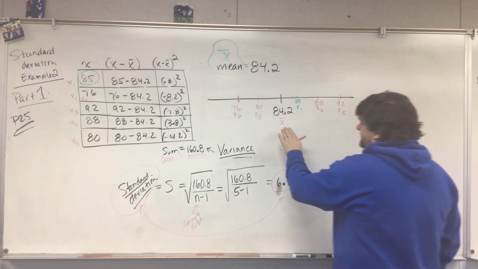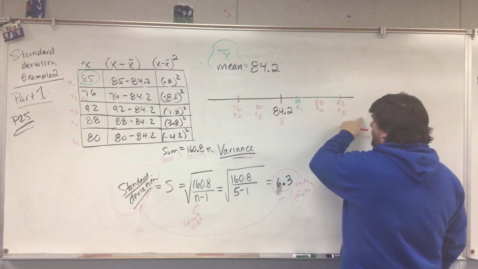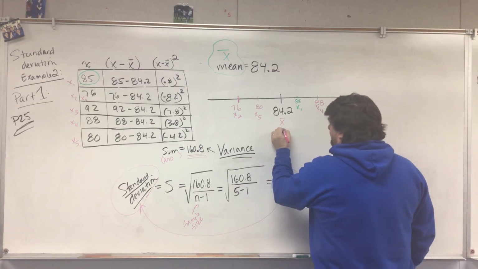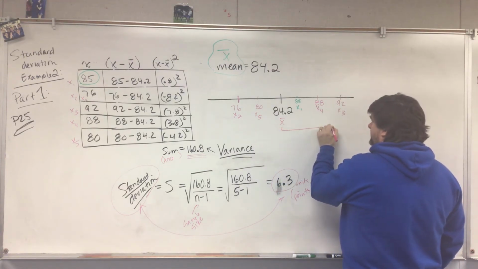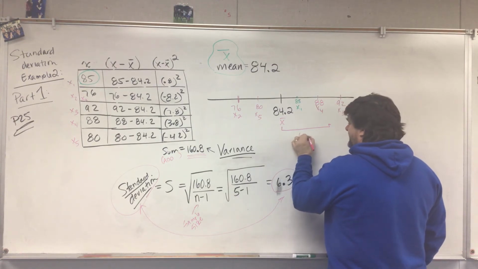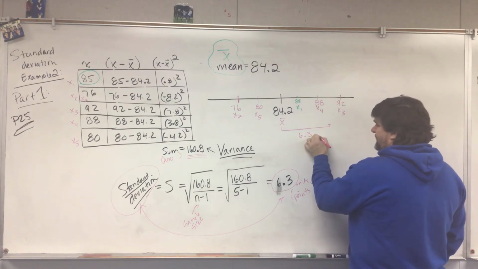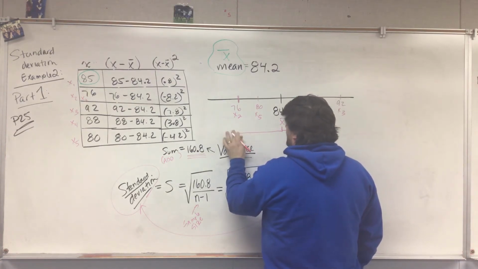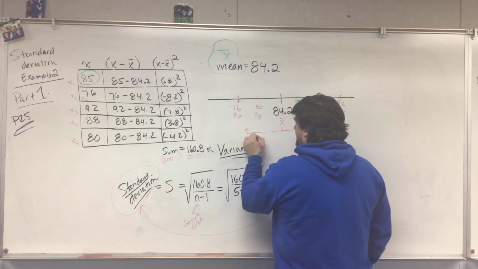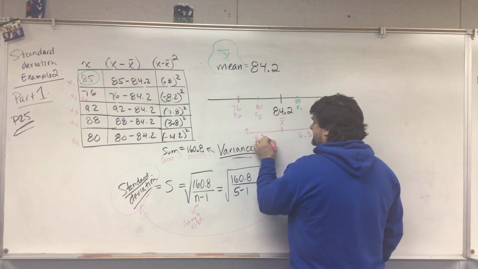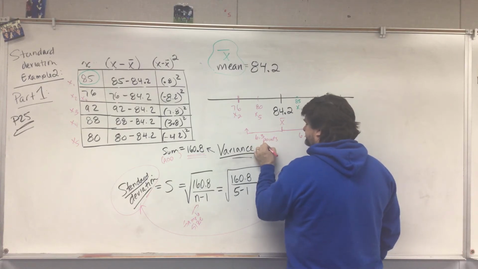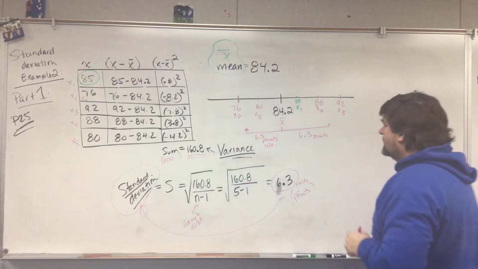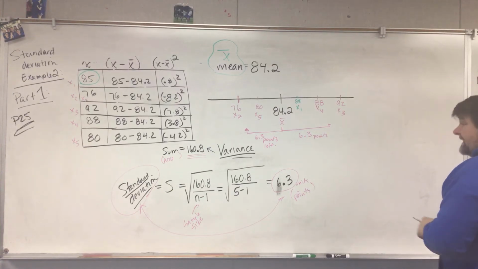So if you notice, these data points are all over the place. What standard deviation tells us is that on average, the test scores are going to be 6.3 points to the right and 6.3 points to the left. Okay? So how do we interpret that? In other words, how are we going to say it?